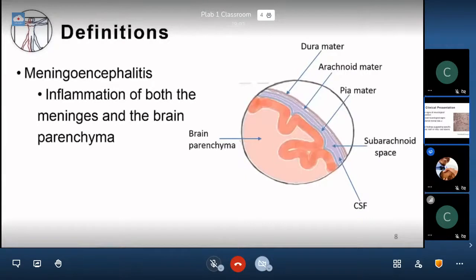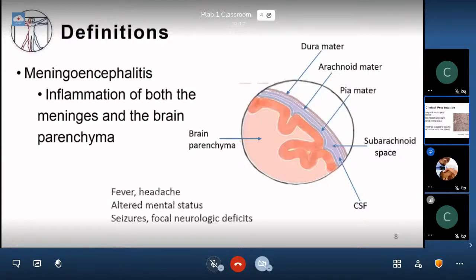Meningoencephalitis is inflammation of both the meninges and the brain parenchyma and is used to describe patients who have clinical features of both encephalitis and meningitis. It is not surprising that patients could have both processes given the close proximity of the brain tissue and the meninges. These patients have fever, headache, change in their mental status, and possibly seizures or focal neurologic symptoms like weakness.